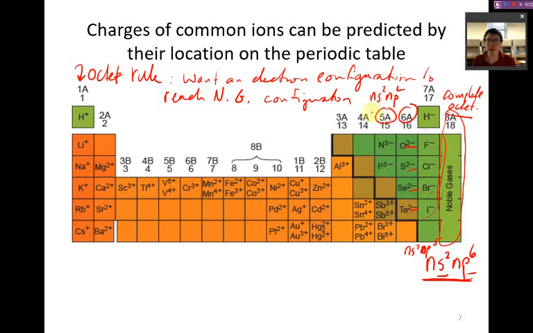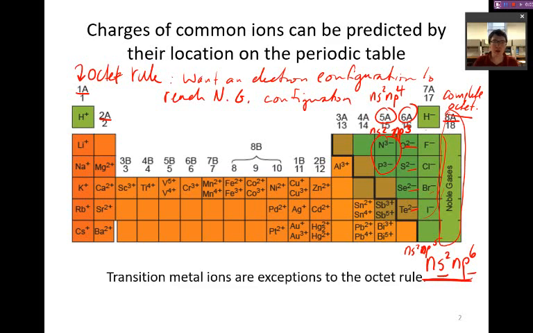Group 5A, those are ns2 np3 configurations, and those then need 3 electrons. Hence, they will tend to gain 3 electrons. And so what we see here then is that for the main group elements, those that are 1 through 8A, we can readily predict what their charges will be.